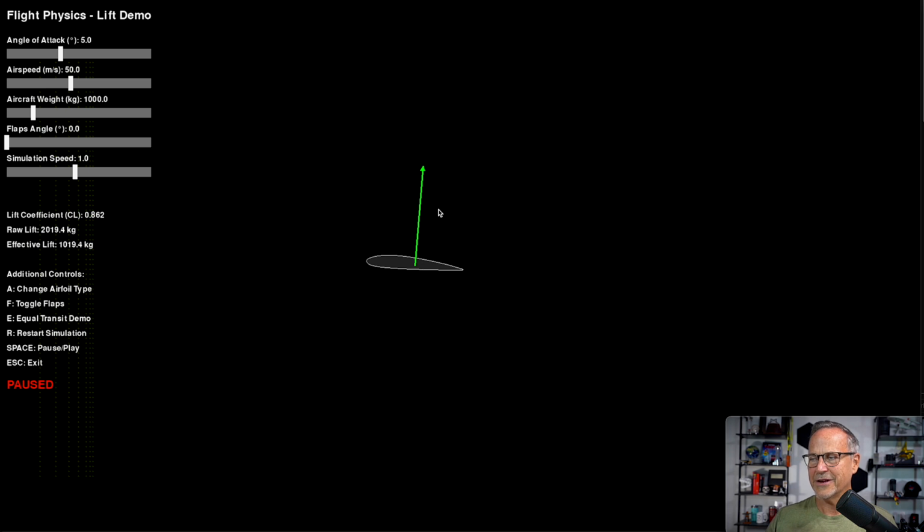And this green arrow here is the force vector. It's what gives lift and also drag. You'll notice that it is pointing slightly backwards at this point. The part that is straight up like this is the lift. The part that goes backwards is drag.